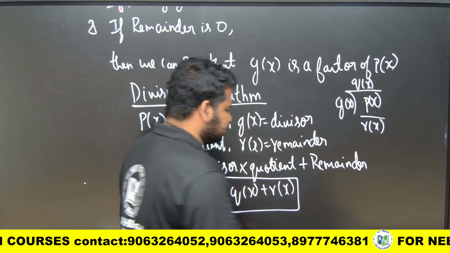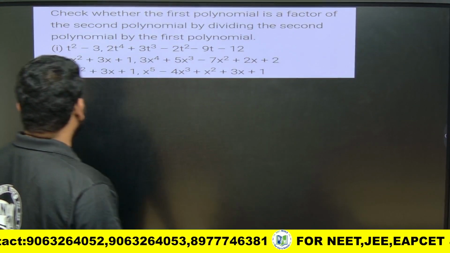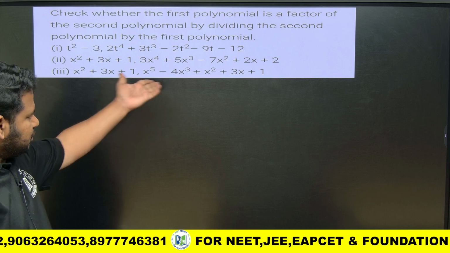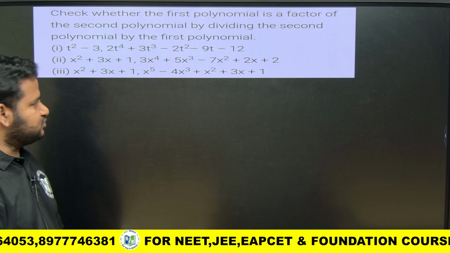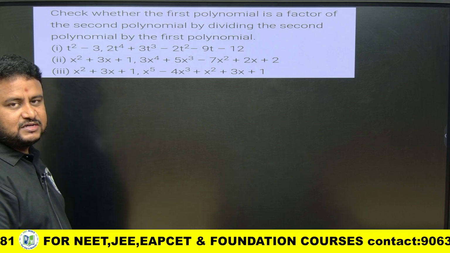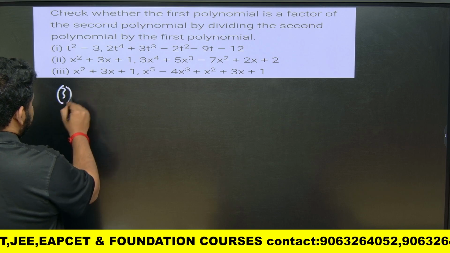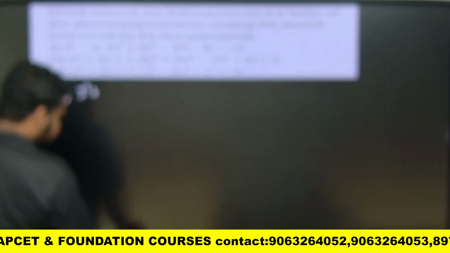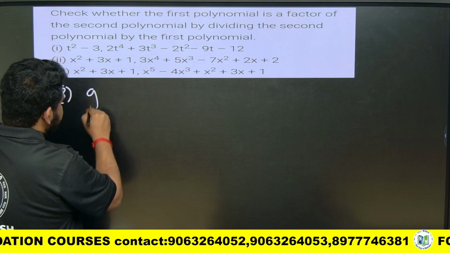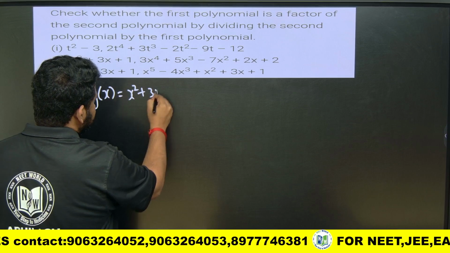Now, let us see the question which we had to solve. We have to solve the third question. What is the third question they have given? The first polynomial is x square plus 3x plus 1, and the second polynomial is x to the power of 5 minus 4x cube plus x square plus 3x plus 1. They are asking, is the first polynomial a factor of the second polynomial? That means we have to take g of x as x square plus 3x plus 1.